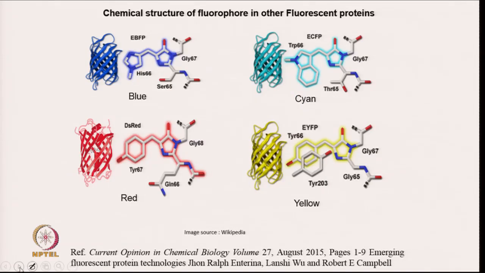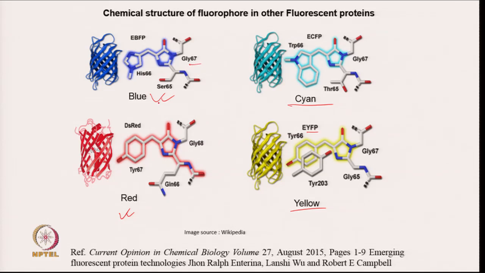Here are some more fluorophores which are protein based, and their structures are given. This is the blue fluorescent protein, known as EBFP, and this is cyan, known as ECFP, the cyan fluorescent protein. Then you have a red one, known as DsRed, and this is yellow fluorescent protein, which has a yellow color, and this has somewhat different colors.